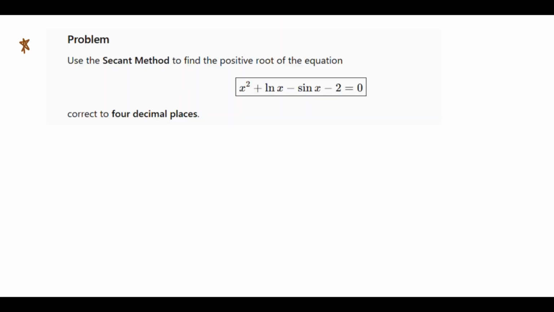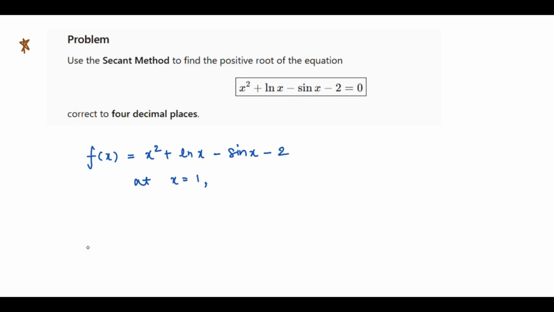Now comes the question that asks for the positive root of this particular equation using the secant method up to 4 decimal places. That is correct, up to 4 decimal places. So here we have this function as x square plus log x minus sin x minus 2 equals to 0. Firstly, we have defined the equation in the very standard form, that is f(x) equals to this. Now let's determine a suitable interval as well.